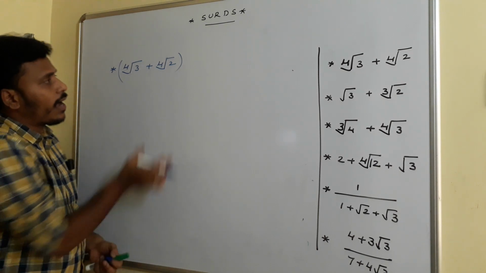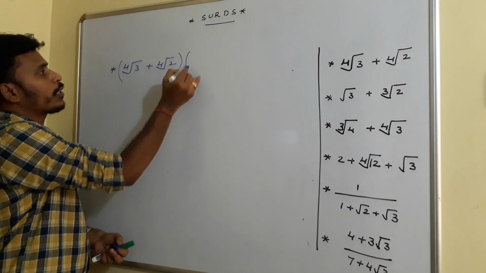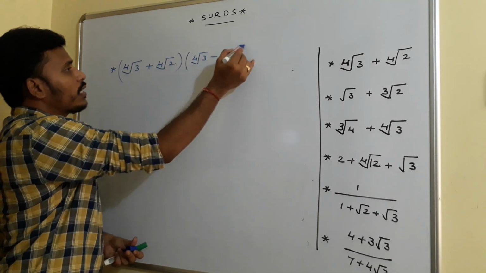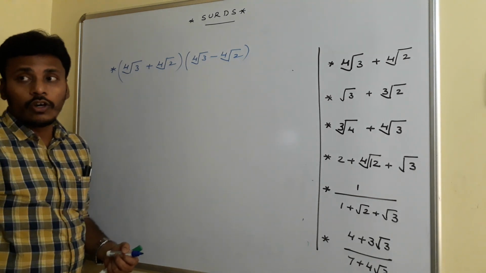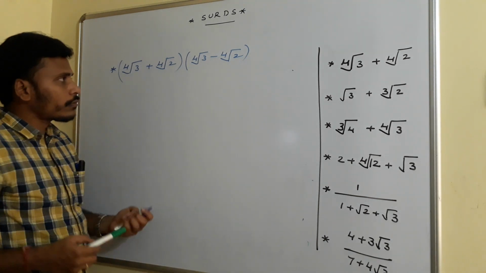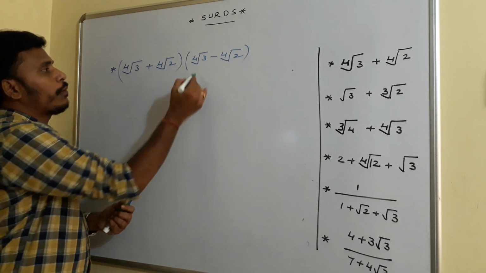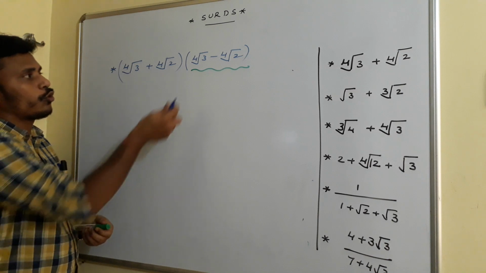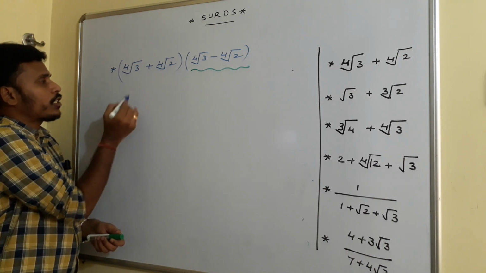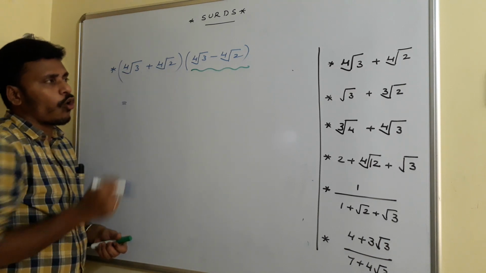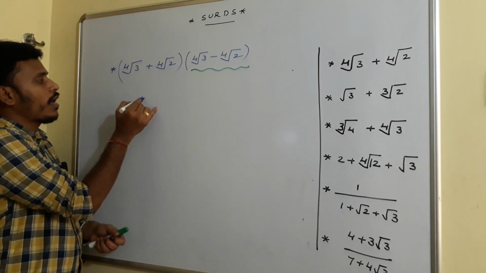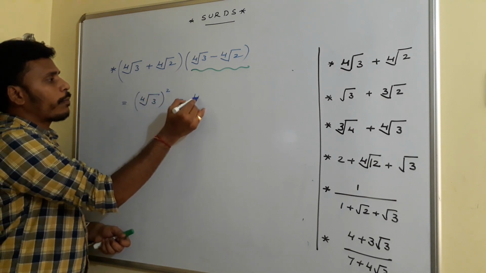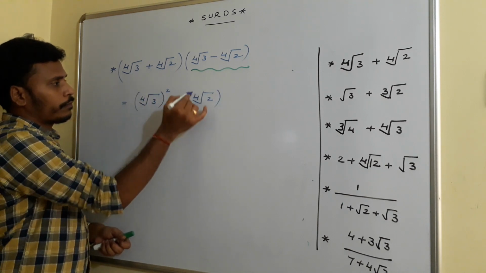So with that idea, I am going to multiply this 4th root 3 plus 4th root 2 with 4th root 3 minus 4th root 2. This is the basic idea, with my expectation that it may be 4th root 3 plus 4th root 2. If you multiply 4th root 3 plus 4th root 2 with this number, it utilizes the rule of x plus y into x minus y, and the result may be x square minus y square. So 4th root 3 square minus 4th root 2 square.